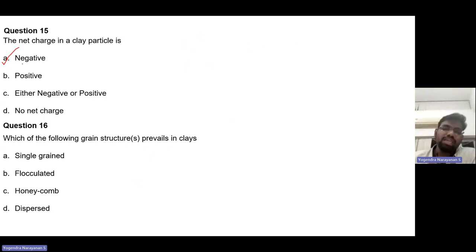And due to the breakage of the continuity of the minerals, the edges of these clay particles will have positive charges. But as we compare with the charge of the faces, the positive charge at the edges is relatively very minimal. Hence, the arithmetic sum, that is the net charge in the clay particle, is always negative.